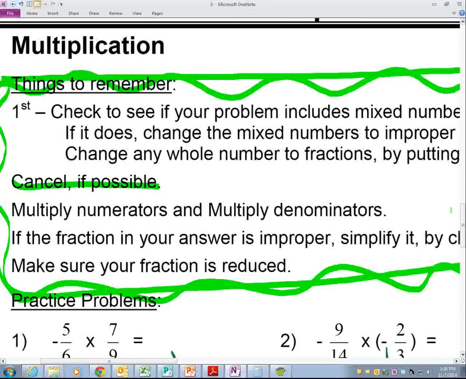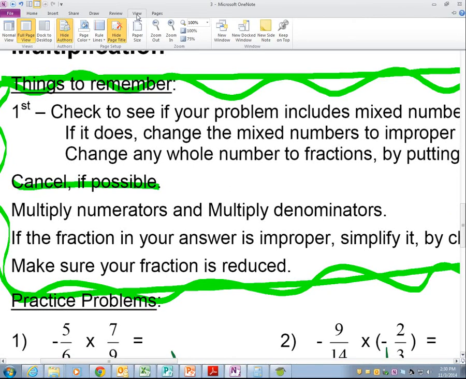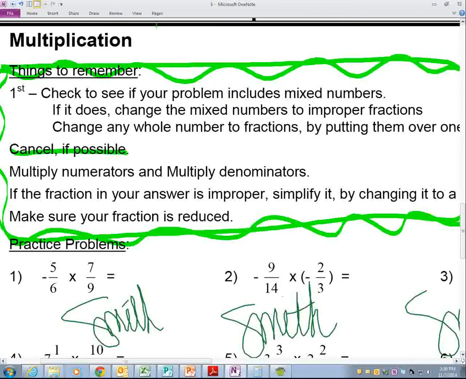What we do have to do is check to see if your problem contains mixed numbers. If it does, change the mixed numbers to improper fractions. Change a whole number to fractions by putting them over 1 and cancel if possible. Yes? After you highlight that section. Check to see if the problem, or cancel if possible.